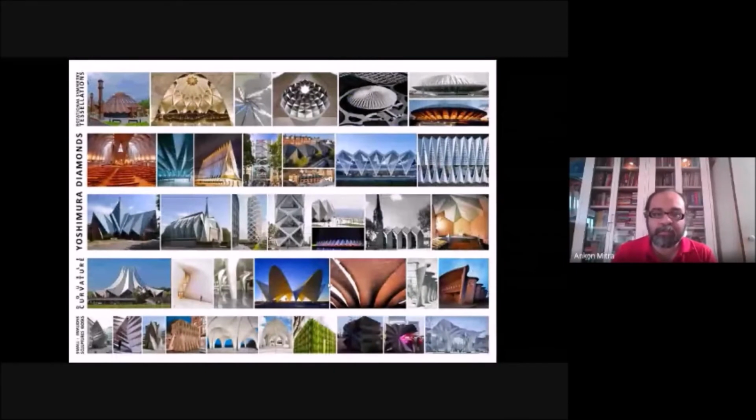Some other examples where the purposes are aesthetic or structural, where radial formations of tessellations in churches or in stadiums, large spans where you don't want to put columns in the middle of the space, but you want a column-free space. And in all of these specific kinds of geometries which are deployed, for instance, here the second and the third row show you the Yoshimura diamonds.